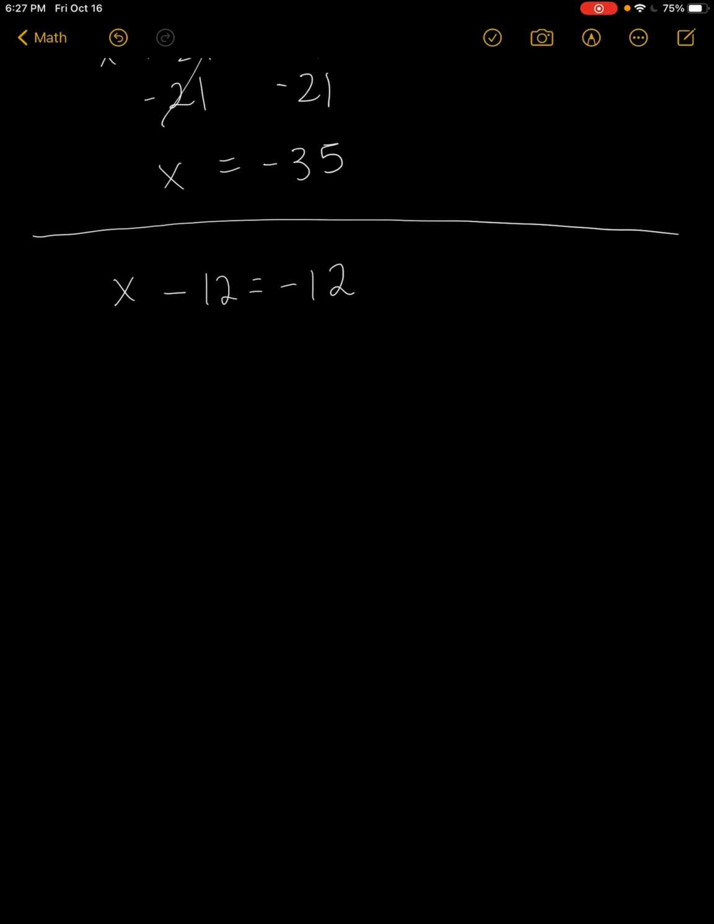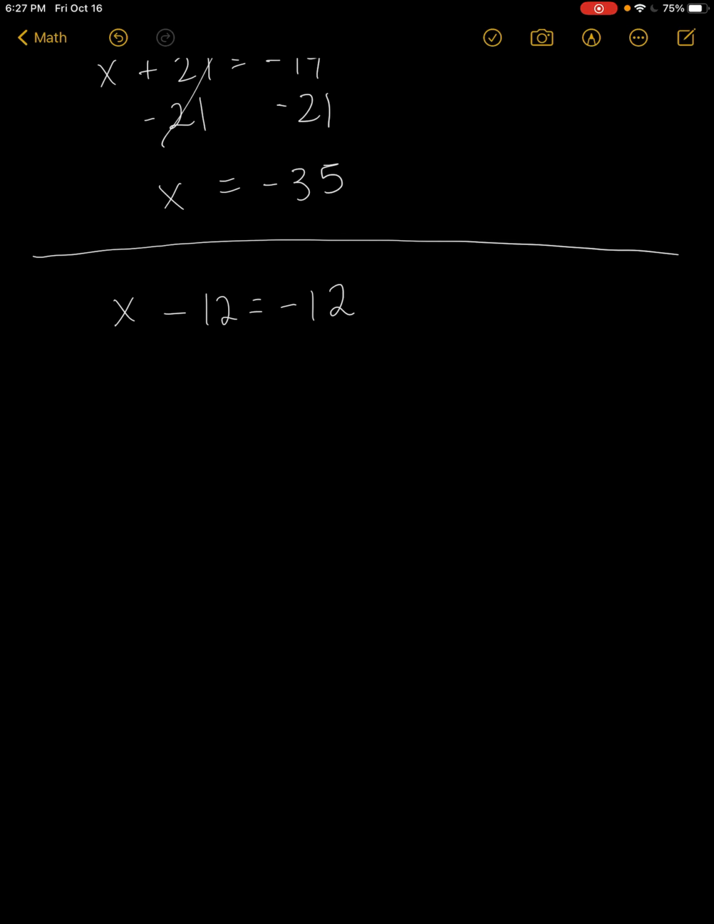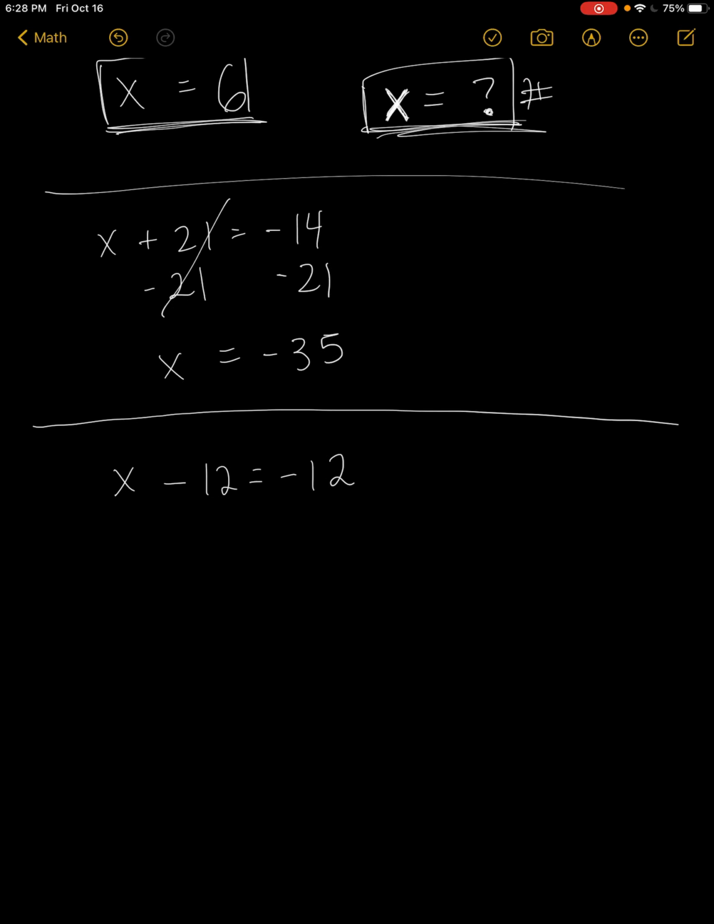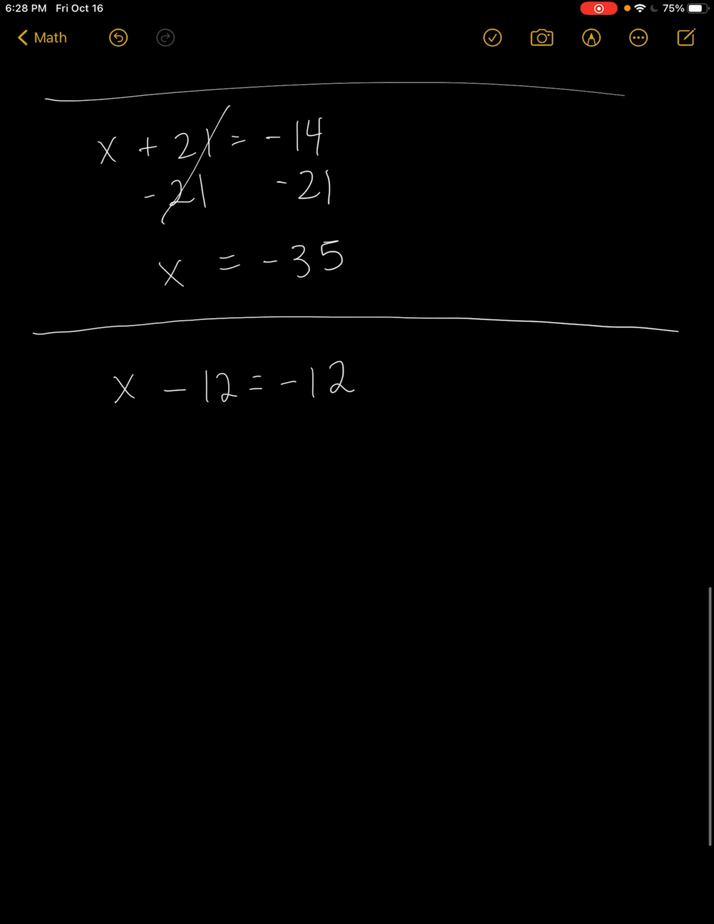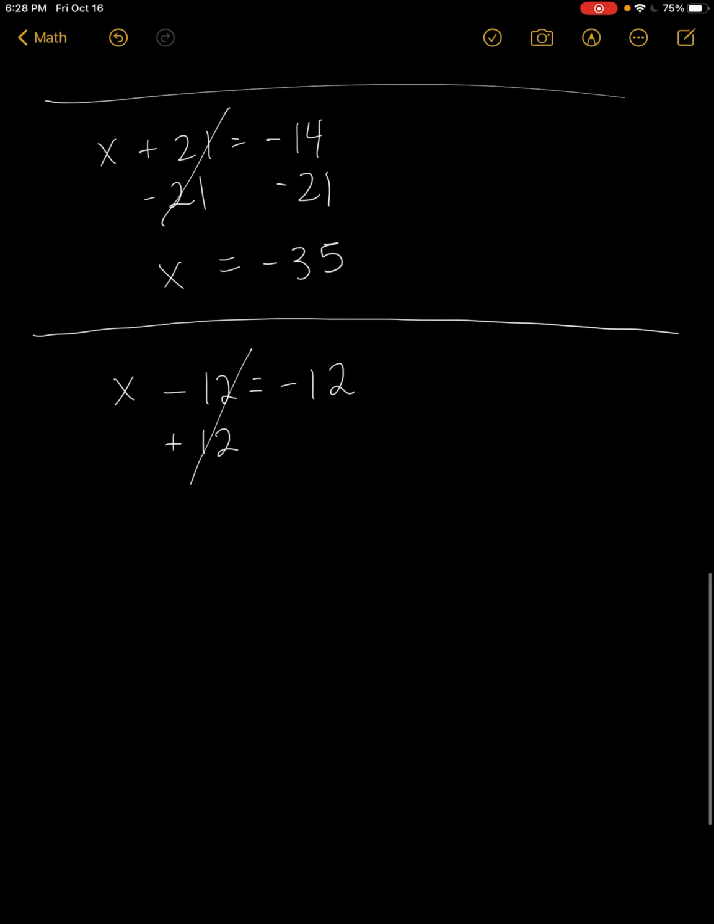Okay, so we have this one. Again, I want to get my x by itself. So I need to get rid of this 12. This time, though, you have to pay attention to the sign. Up here it was like plus 21, right? Now it's minus 12. So you just have to think, what's the opposite of subtraction? Well, addition, right? And then that way, negative 12 plus positive 12 gives me 0, right? So I'm going to do the same thing on the other side. And that actually gives us 0 too. So that leaves us with x equals 0.